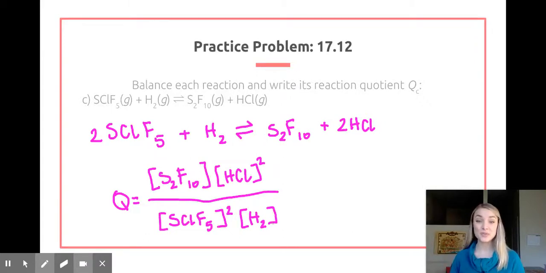And here is what your reaction quotient should look like. Concentration of S2F10 to the first power times the concentration of HCl squared, because we have a coefficient of 2 right here, divided by the concentration of SClF5 squared times the concentration of H2. And there you have it.